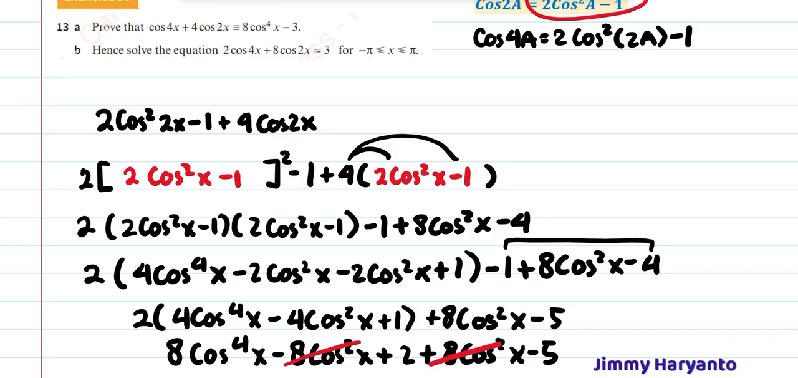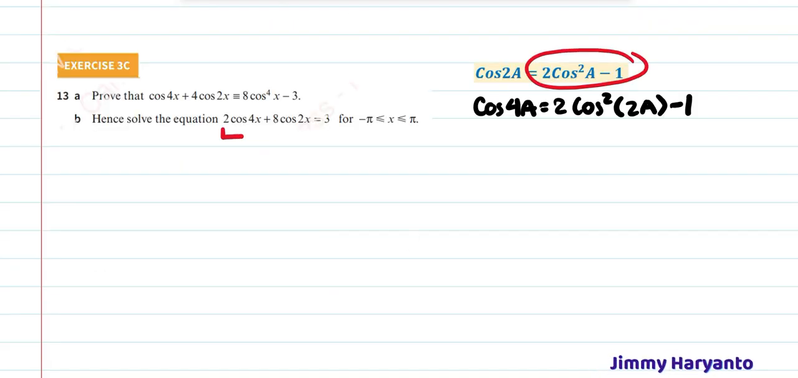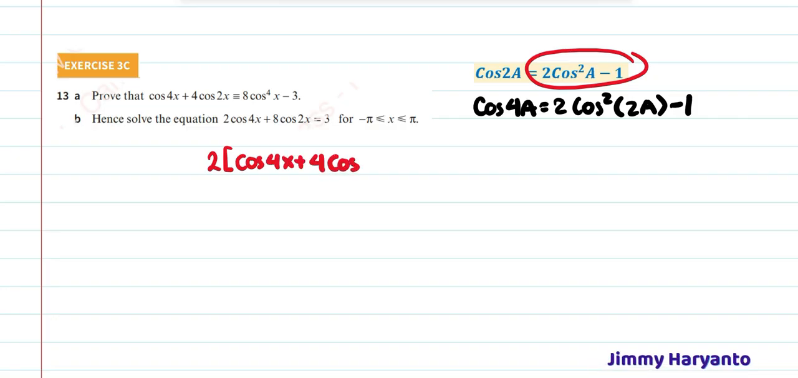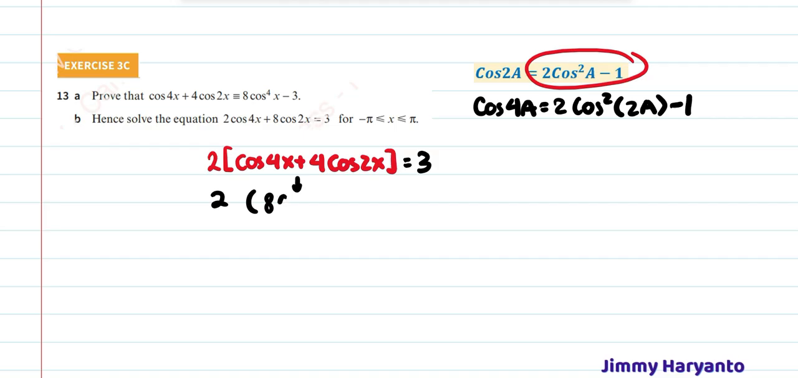Wait, let me erase it first. Okay, we already know that this one is 8 cos to the power of 4x, is it the same? Oh no, it's a little bit different. So I think we can factorize the 2 first, and it will become cos 4x plus 4 cos 2x like this equals to 3. And then you can change this one into 8 cos to the power of 4x minus 3, because this one is exactly the same with that one, so you can change it.